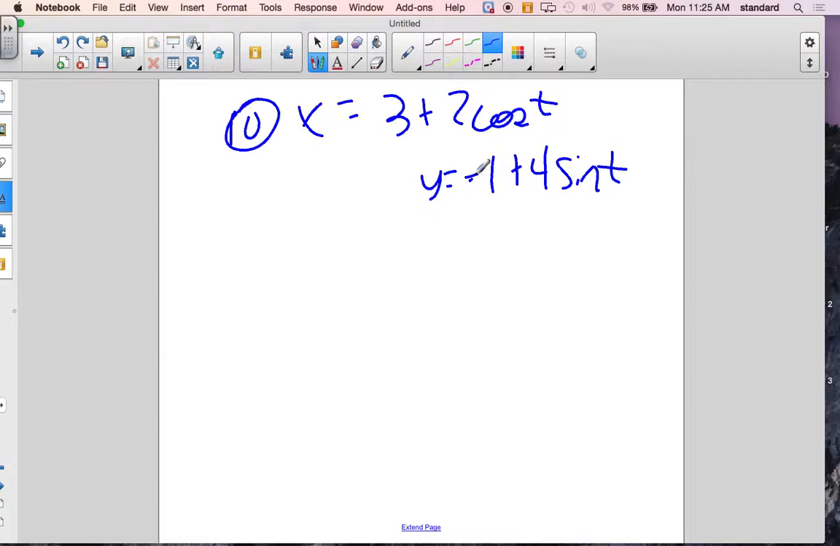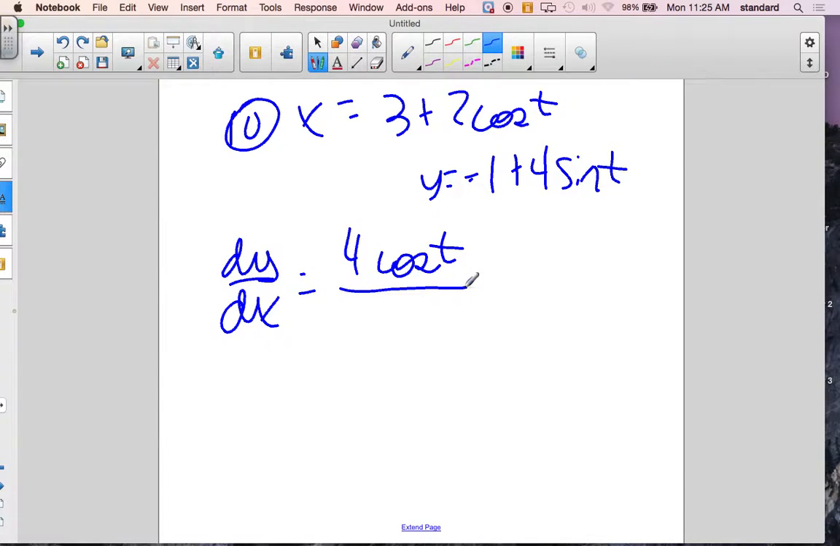Now, remember with things like this, you can make ellipses and circles and hyperbolas and stuff. I would expect this to be some sort of ellipse. So dy over dx. The derivative of y is 4 cosine t. And the derivative dx/dt is negative 2 sine t. So I'm going to get negative 2 cotangent t.